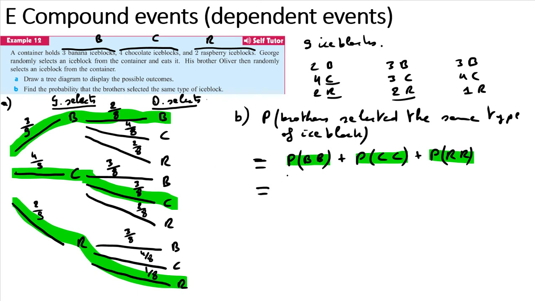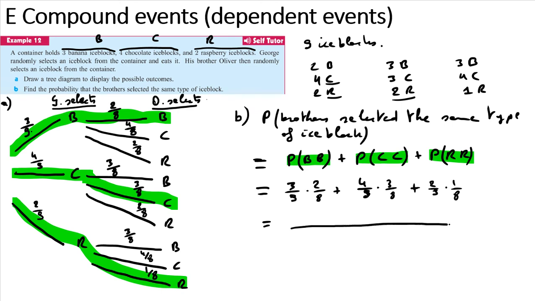The probability that they both select a banana ice block is the 3 out of 9 that we have here times the 2 over 8. So 3 over 9 times 2 over 8, plus the probability that they both select the chocolate ice block is 4 over 9 times 3 over 8. And the probability that they both select a raspberry ice block is 2 out of 9 times 1 out of 8. So we have everywhere in the denominator 8 times 9, so it's already on the same denominator.